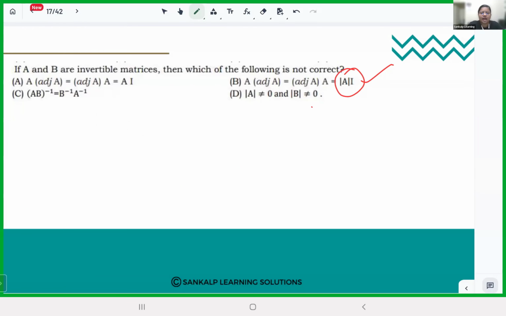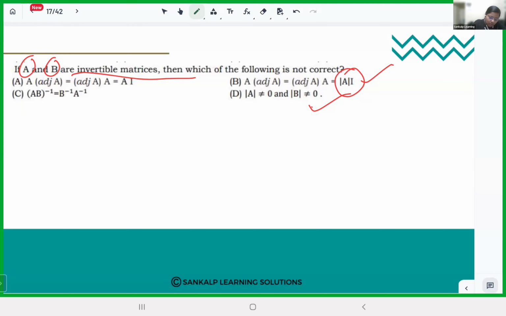And what is this I? I is the identity matrix, right? And since A and B are invertible matrices, a necessary condition is that determinant of A and determinant of B should not be equal to 0. Why? Those matrices should be non-singular matrices. What do we mean by non-singular matrix? Their determinant should not be equal to 0, right? So option D is also right. Determinant of A should not be equal to 0. Similarly, determinant of B also should not be equal to 0 since they are invertible matrices.